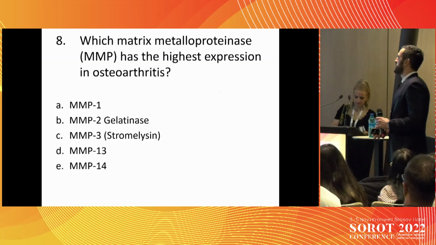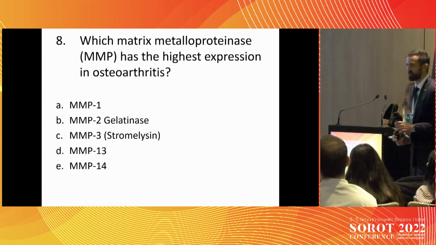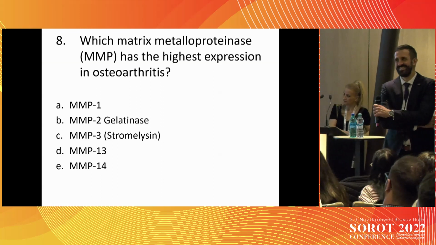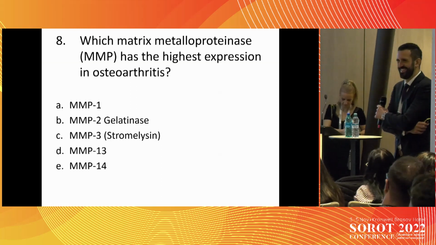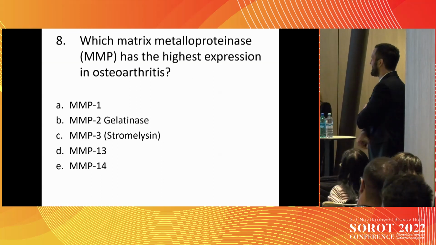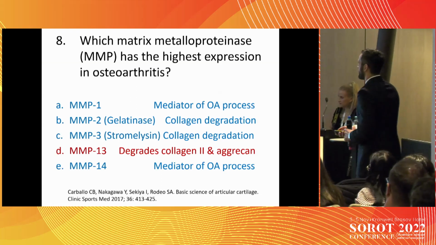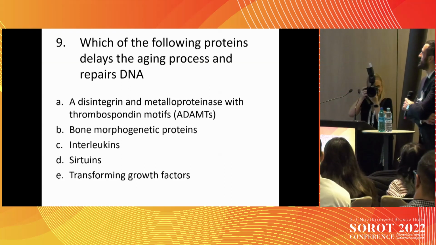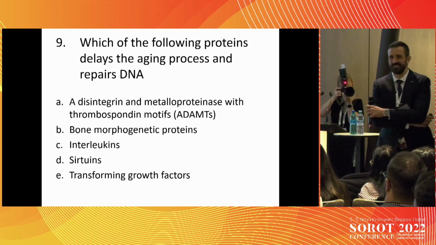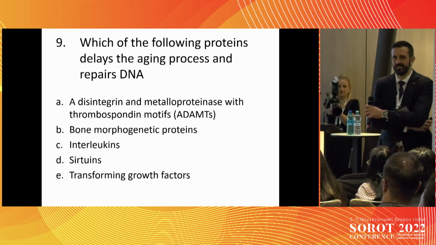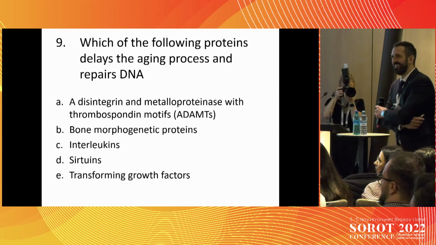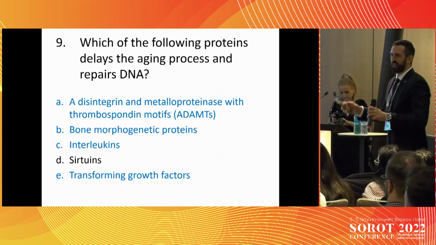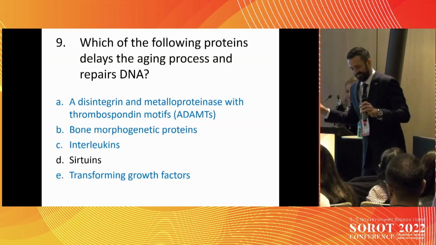Which matrix metalloproteinase has the highest expression in osteoarthritis? D, very good. D, it degrades collagen 2 and aggrecan. Okay, this is harder. Sirtuins. I won't explain that. Just remember it, please.